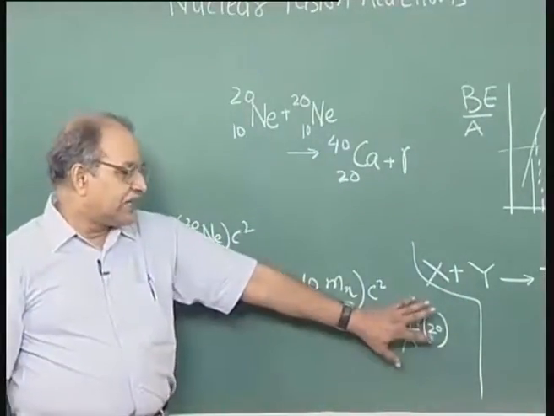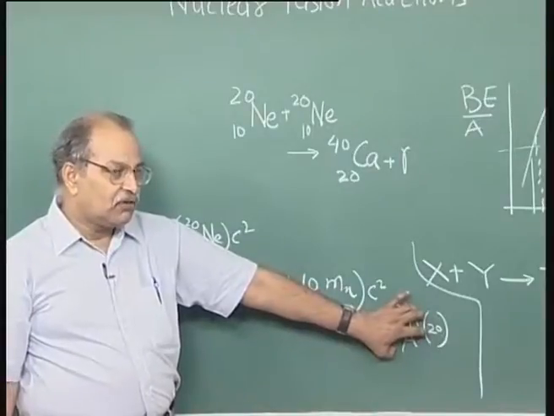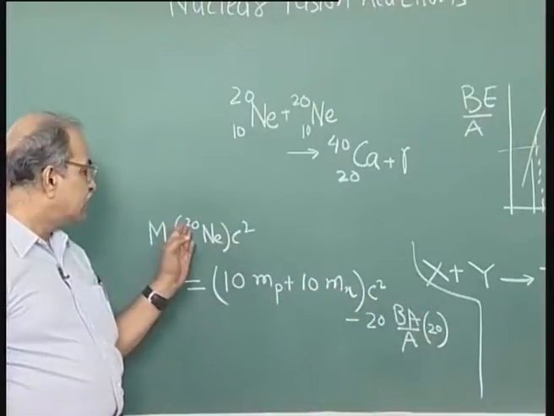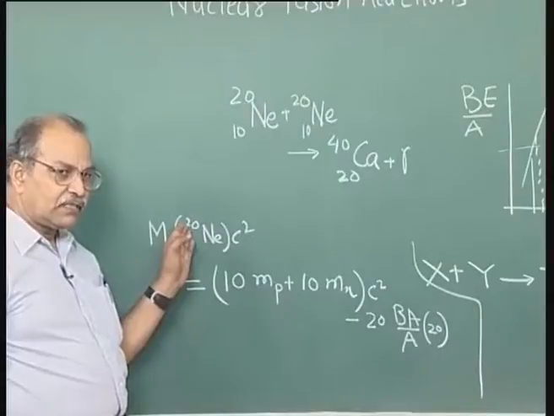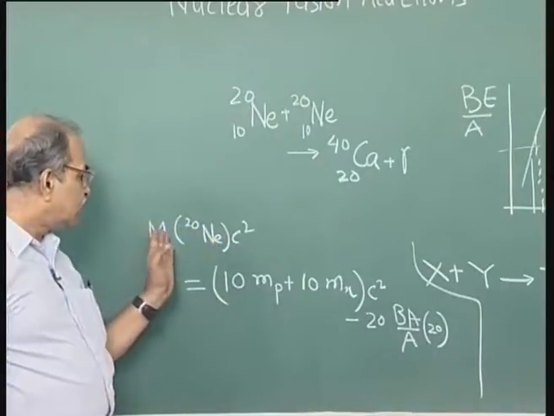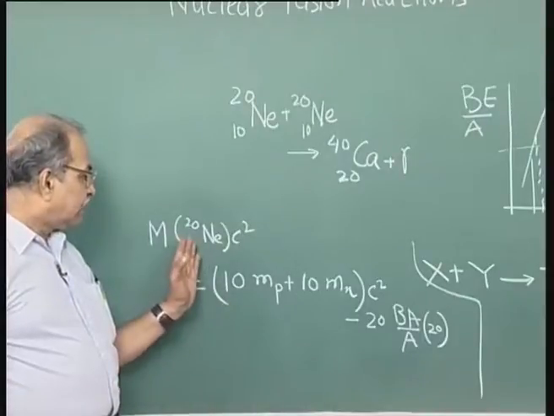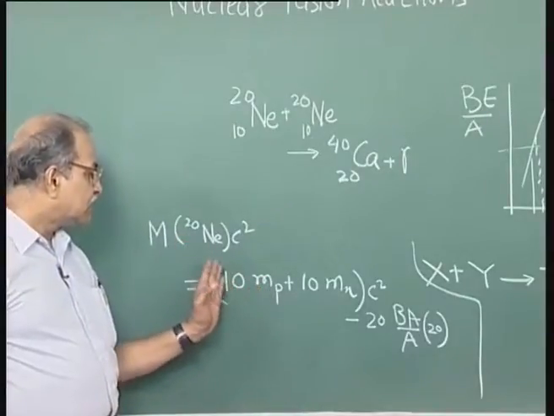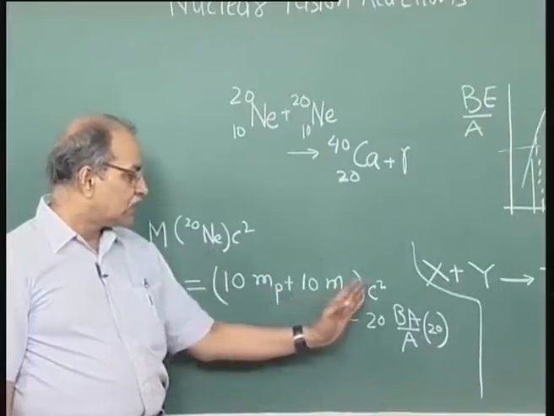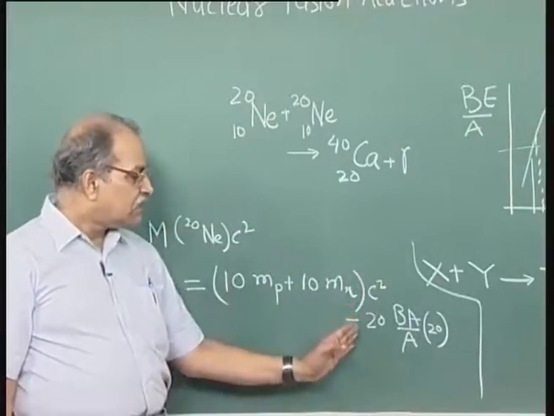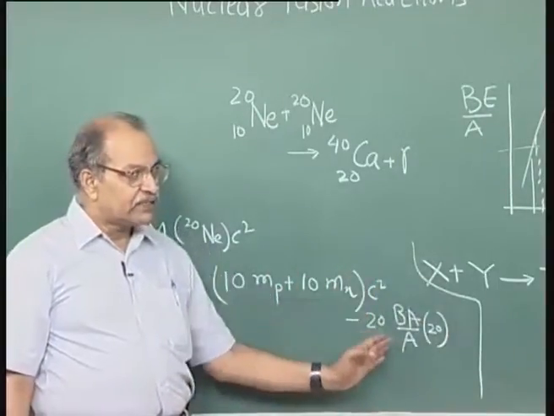Here I have to write the binding energy. How many nucleons are there? Total nucleons here is 20. I am writing the mass of the neon-20 nucleus times c squared. So, 10 protons, so 10 proton masses, 10 neutrons, so 10 neutron masses, that is the rest mass, minus the binding energy. How much is the binding energy?